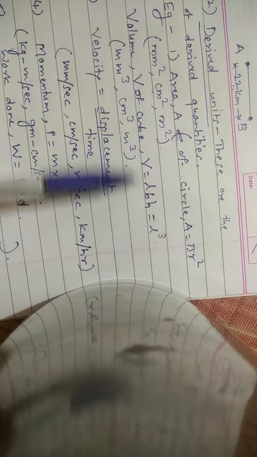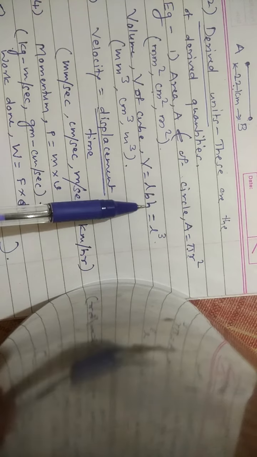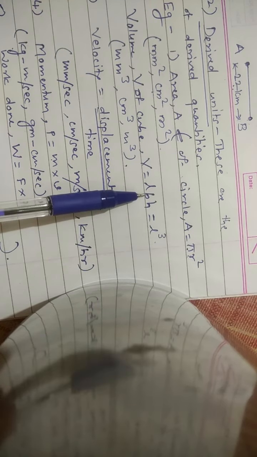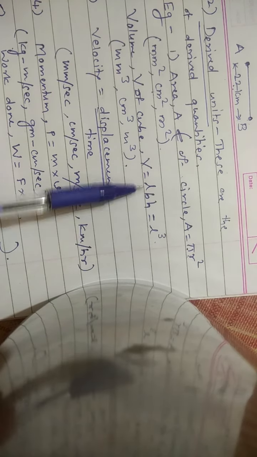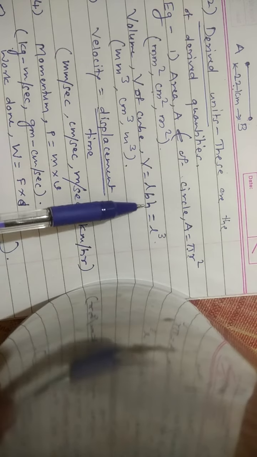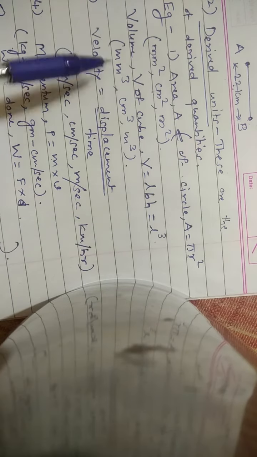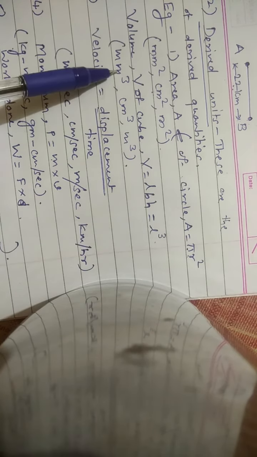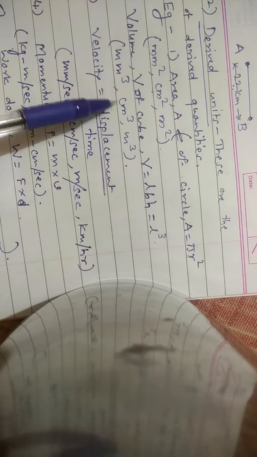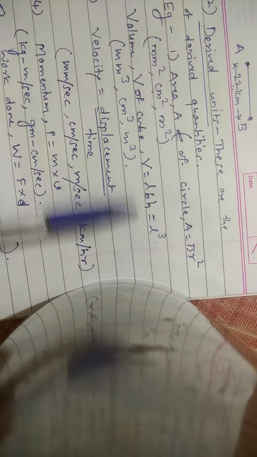Now, volume of the cube is length into breadth into height. As we all know, cube has all dimensions same, length, breadth, height, all are equal, so it comes to L cube. So if length is in millimeter, it will be millimeter cube. If it is in centimeter, it will be centimeter cube. If it is in meter, it will be meter cube.